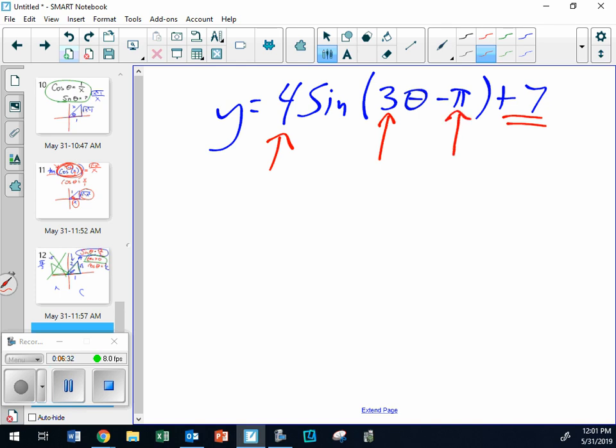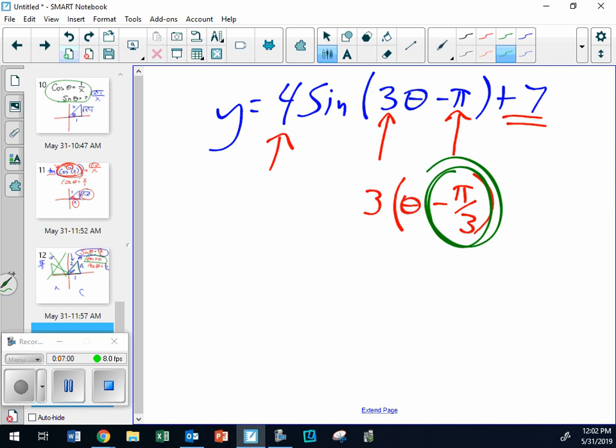Then what did it change? It changed that. How? Because now we could factor this 3 out. And what would we have left? Theta minus pi over 3. Very good. So why do I care? Because if I asked what the shift was, also known as the phase shift, you should say the phase shift was negative pi over 3.